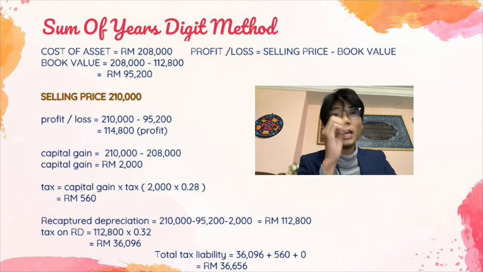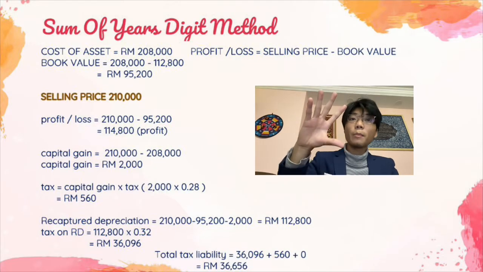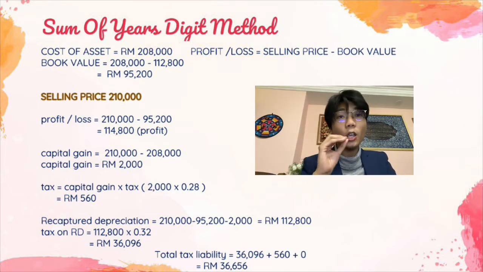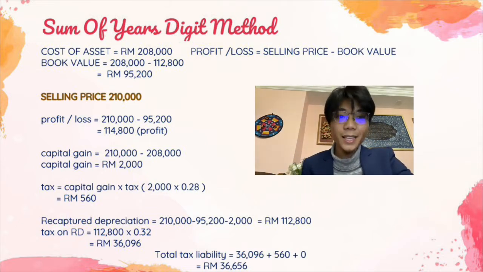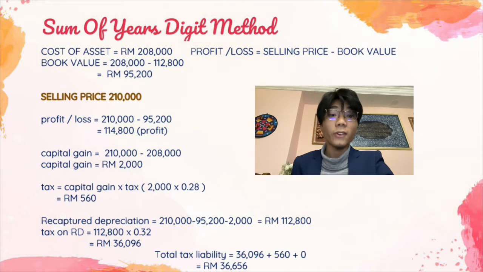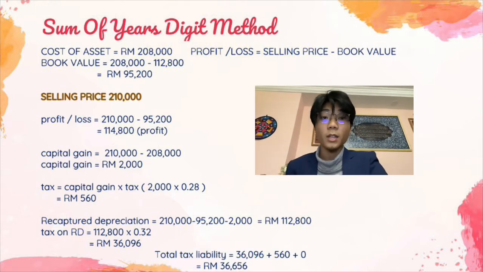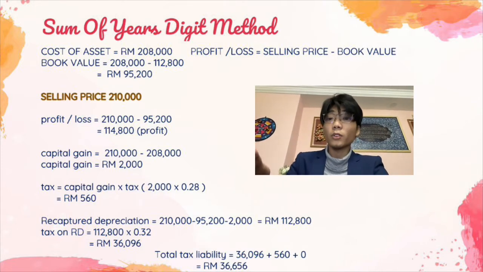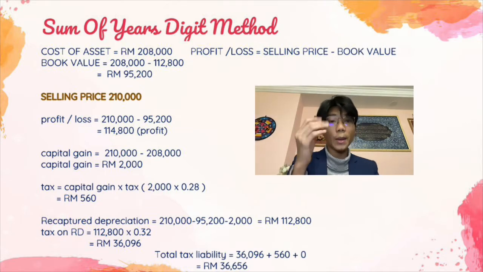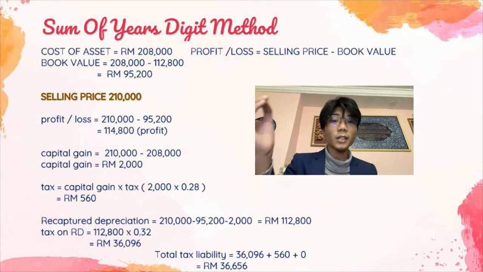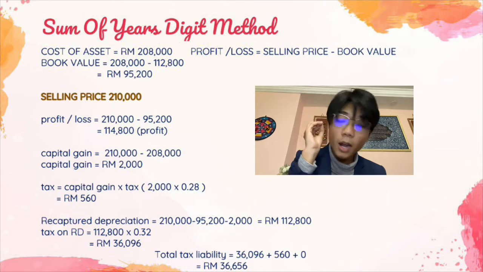Okay, moving on to the sum of usage method. Above there is all the information you need, and like I said, the first step is always to find the profit or loss. After you find the profit or loss, find the capital gain, recapture depreciation, capital gain tax, and recapture depreciation tax.